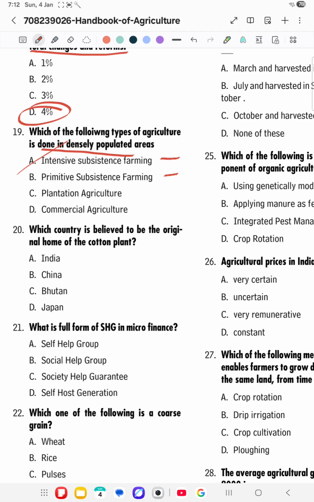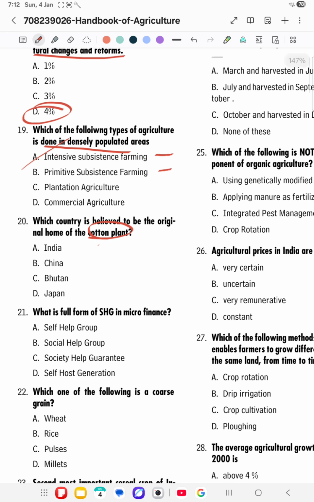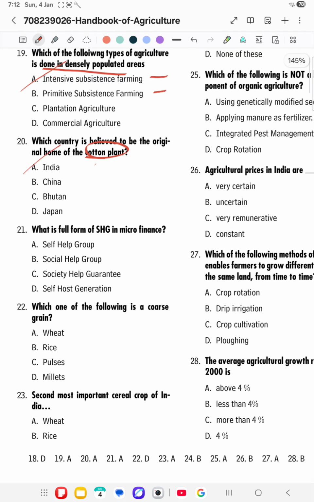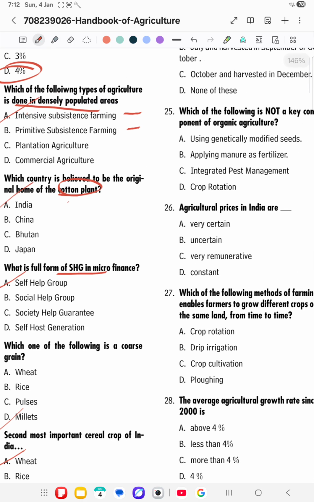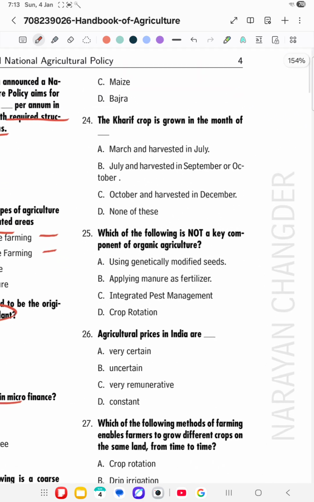Which country is believed to be the original home of the cotton plant? India? Yes. What is the full form of SHG? Self-help group. Then, which of the following is a coarse grain? Wheat, rice, pulses and millet. I think D, millets. The second most important cereal crop of India is wheat. I think the questions are basic but we need to practice.